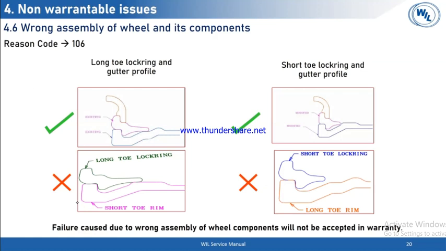There will be a different type of load transformation from lock ring to wheel ring, and this may lead to a crack of the lock ring or crack of the gutter. It will be similar if we are using the short term and then it is reported for the long also. So whatever the recommended lock ring and loose flanges are, we need to use that one, and whenever it is reported during the warranty, we need to check whether the OE fitted lock ring or loose flange is there or not.